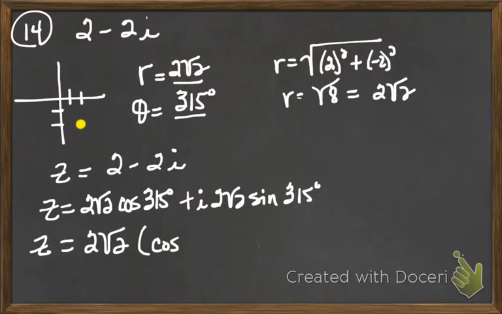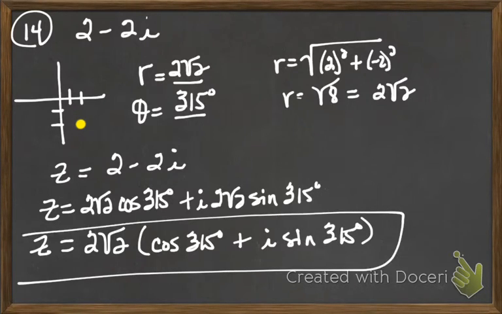And then you're left with cosine 315 plus I sine 315. Doesn't look like you're finished, but that's polar form. Radius will always be out on the left-hand side, and then you'll have big parentheses. You always have cosine first of an angle plus I sine of the same angle.